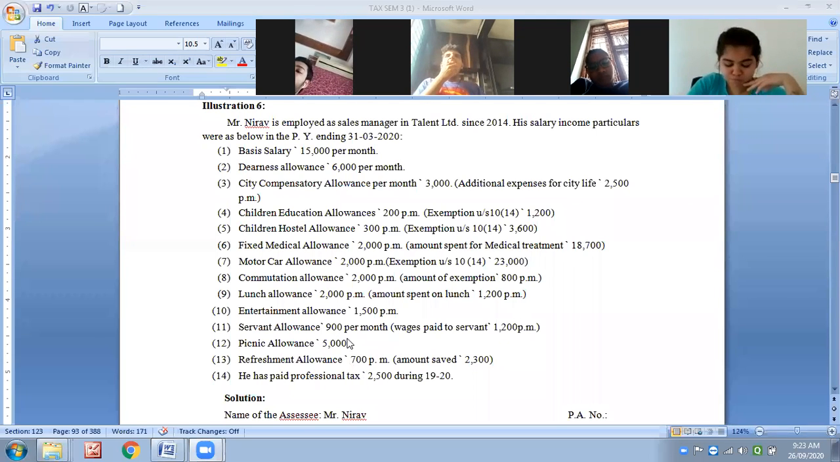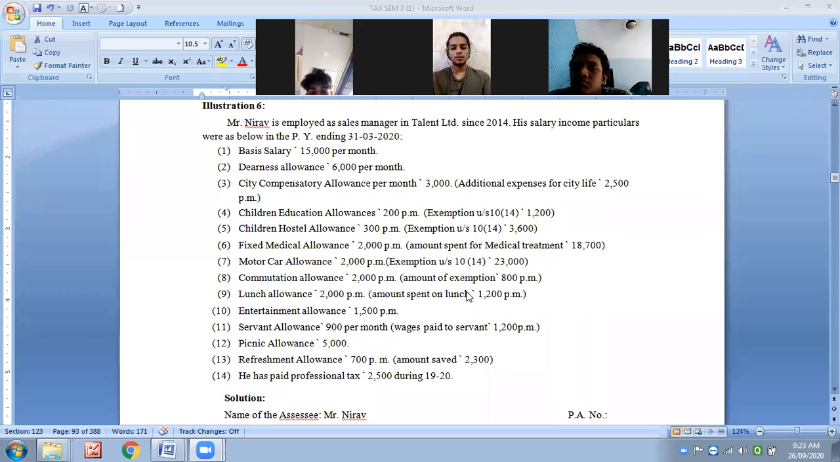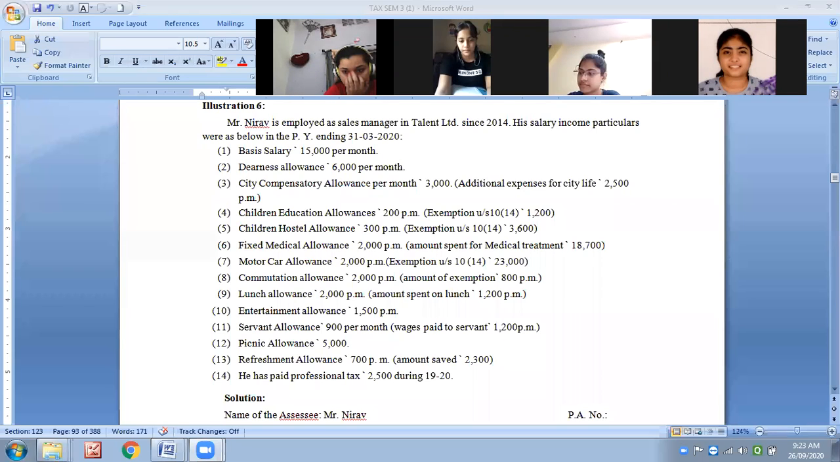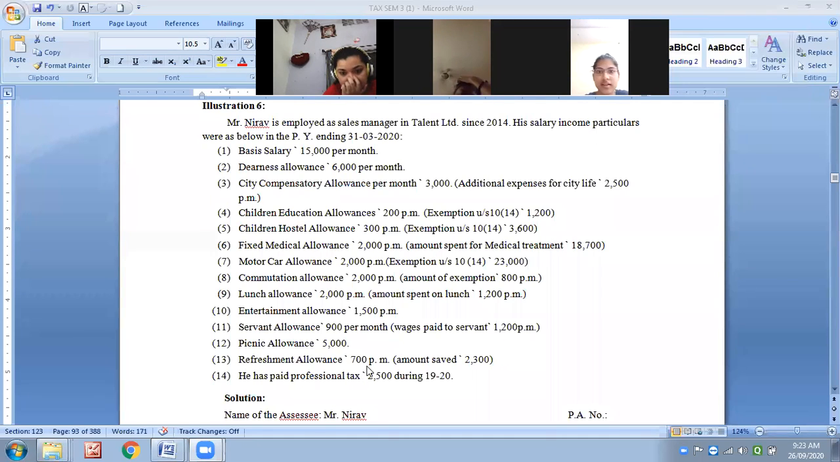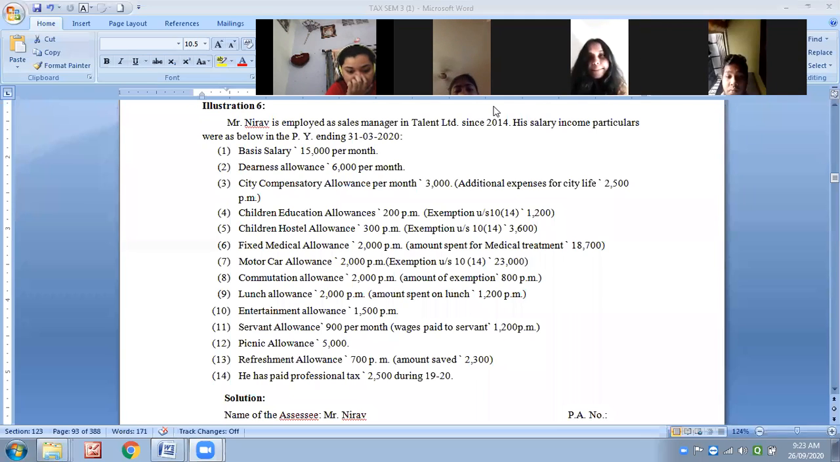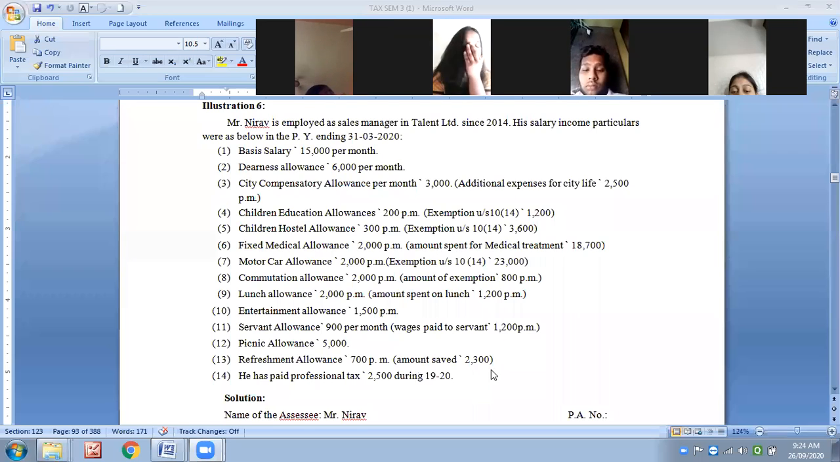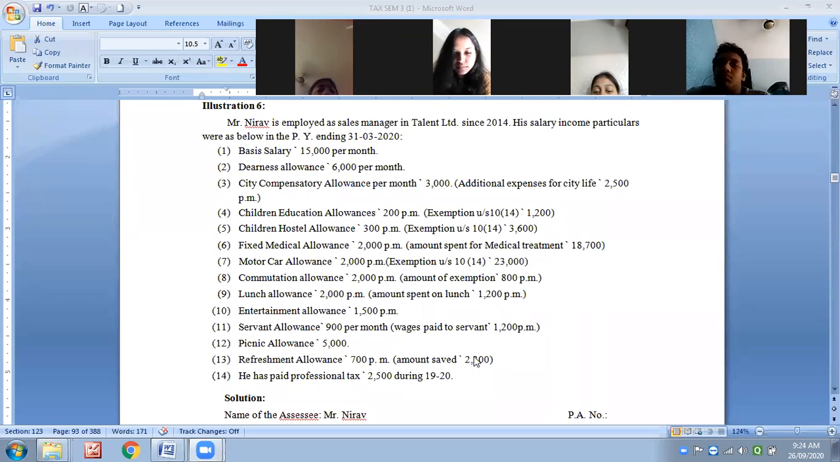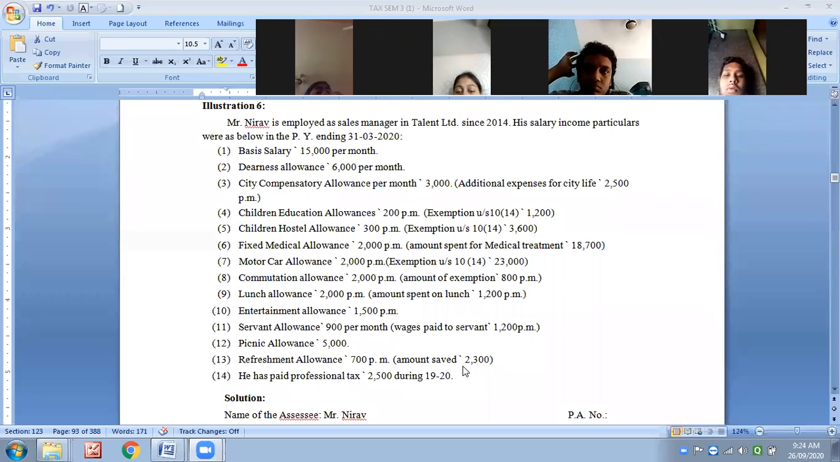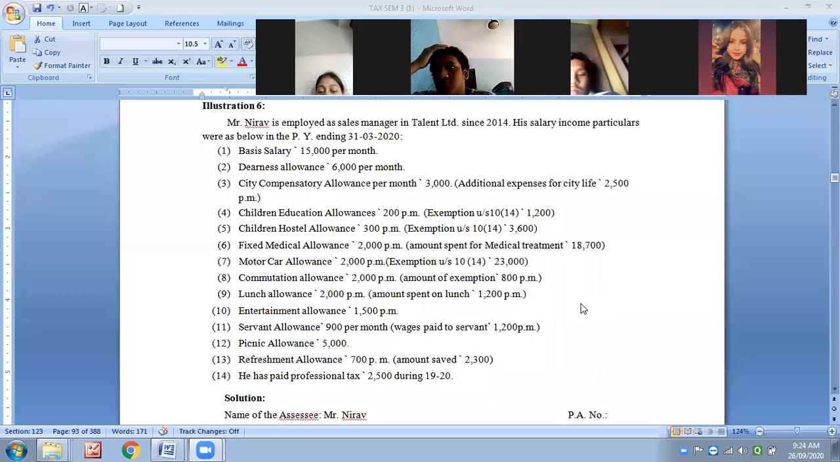Refreshment allowance. And now you will take per month or per annum? 5,000 will be taken per month or per annum? Per annum. See, I may reach to any student at any point of time, so kindly don't put your video mode off. Yes, fully taxable. Amount saved. Ignore. Amount spent, amount saved is none of our business.